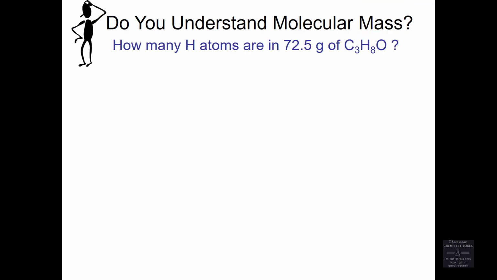I don't know. How many hydrogen atoms are in 72.5 grams? Should we get a giant number or just a normal number? A giant number because we're talking about atoms here. We're going to get a giant number. And if you didn't get a giant number, you did something wrong. So we're talking about a compound here, a molecule, C3H8O. We probably need to know the molar mass of this guy. That means how much does 1 mole of this stuff weigh in grams?